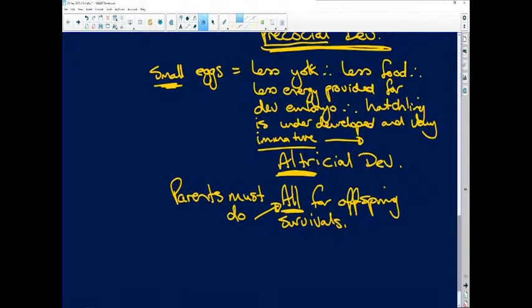So they are helpless, they're completely immature, and they need complete parental care. So altricial, all must be done for those babies to survive. Okay, so that's that question. So let's move on to the next one.